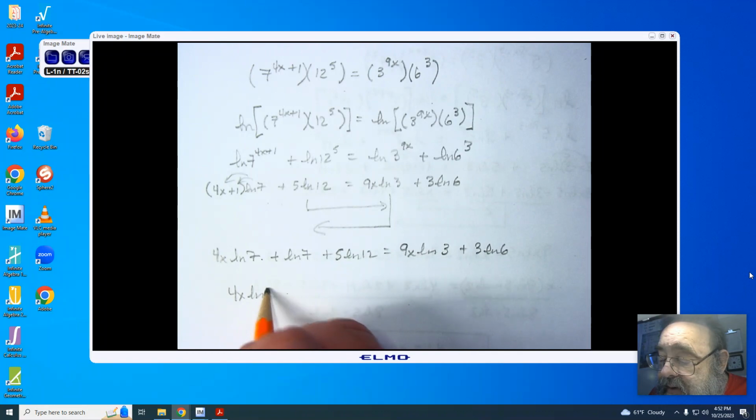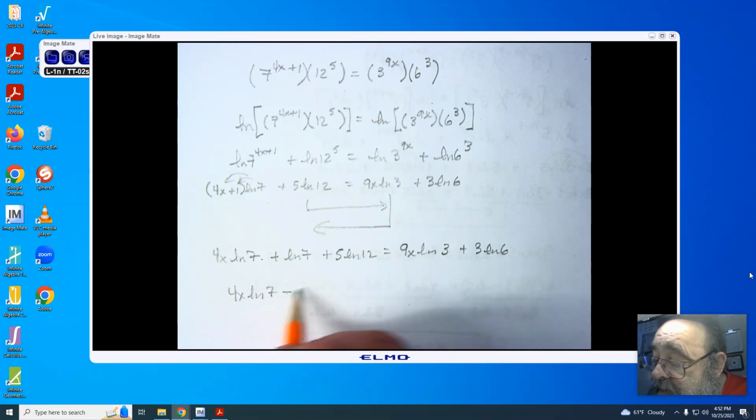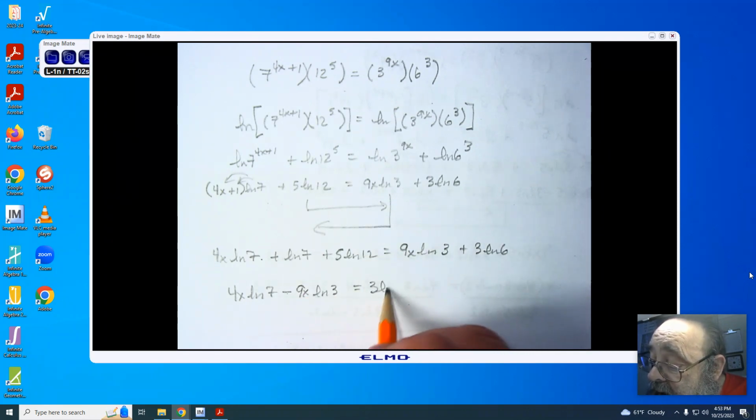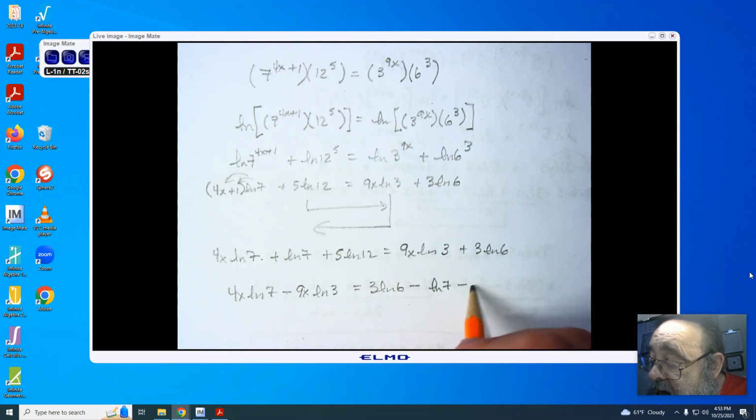4x ln of 7 stays where it is. We have minus 9x ln of 3. These move to the other side, so I have 3 ln of 6, and I subtract ln of 7, and I subtract 5 ln of 12.